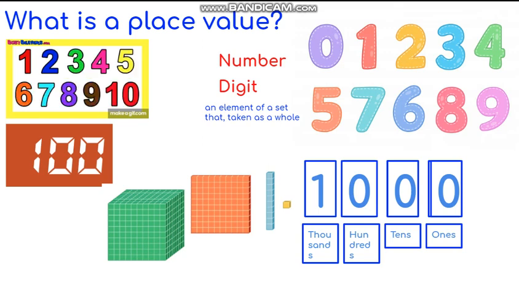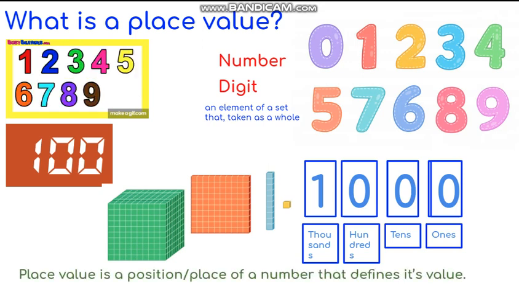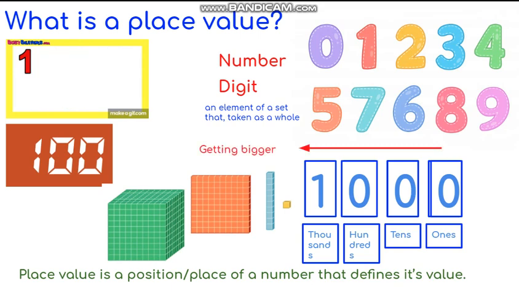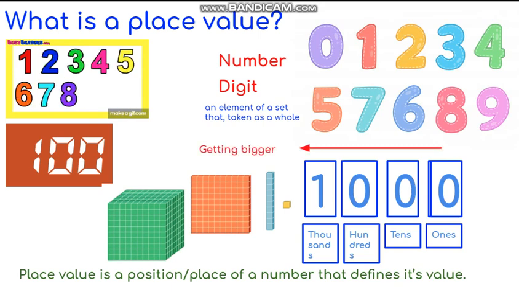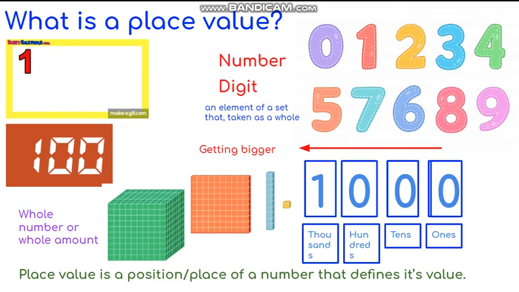So we can call place value a position or a place of a number that defines its value. The number gets bigger when it goes to the left. Yeah, because there is tens, hundreds, thousands, 10,000, 100,000, millions, and of course, the things that we just talked about are all about whole numbers, whole amounts.